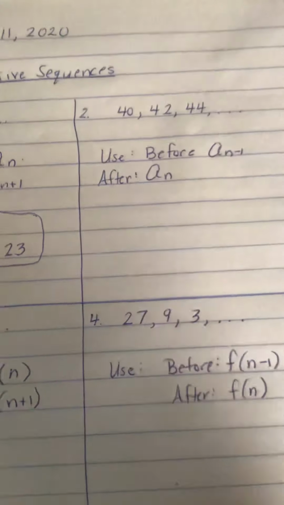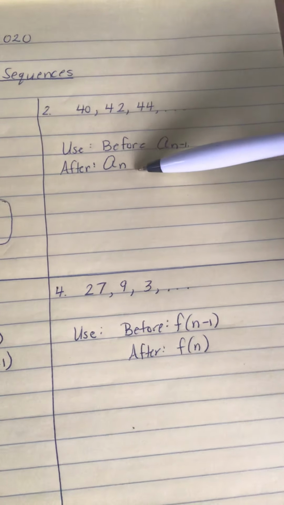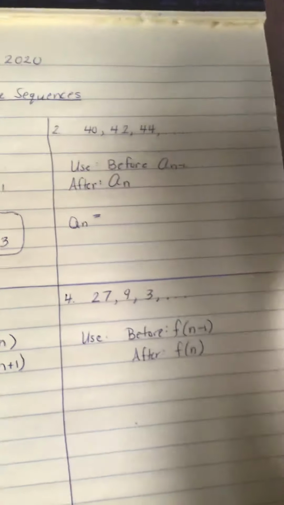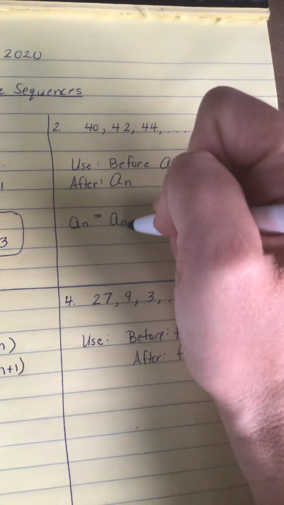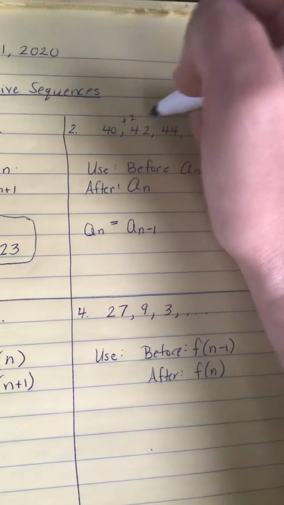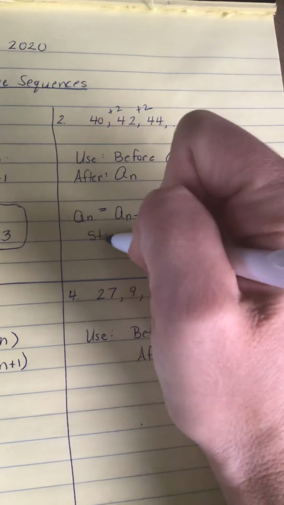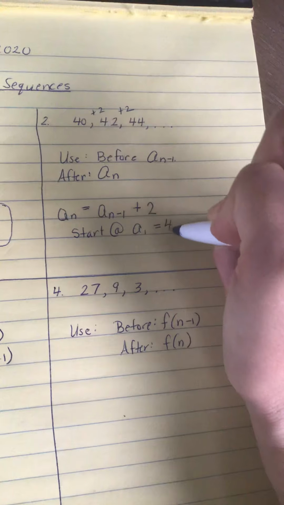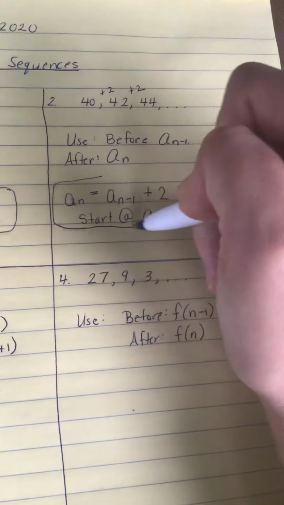Okay, you're back. Number 2. So we're using a sub n minus 1 as the before, and the after is a sub n. So you put a sub n by itself on one side equals. You're taking the before, which is a sub n minus 1, and what are you doing to it? You're adding 2 to get to the one that comes after. Start at a sub 1 equals 40. And that's it.